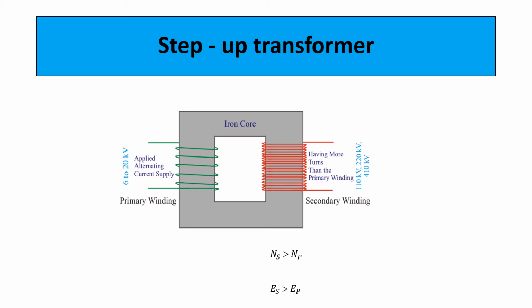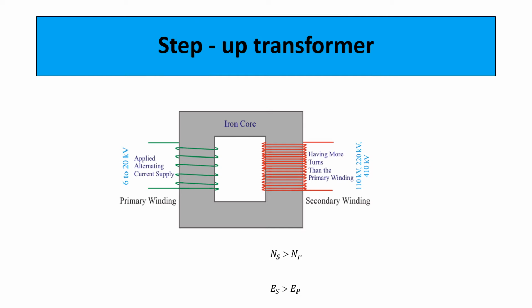What do you mean by step up transformer? From the name itself it is clear that the voltage is stepped up. That means the low voltage on the primary side is stepped up to high voltage on the secondary side in the case of a step up transformer.